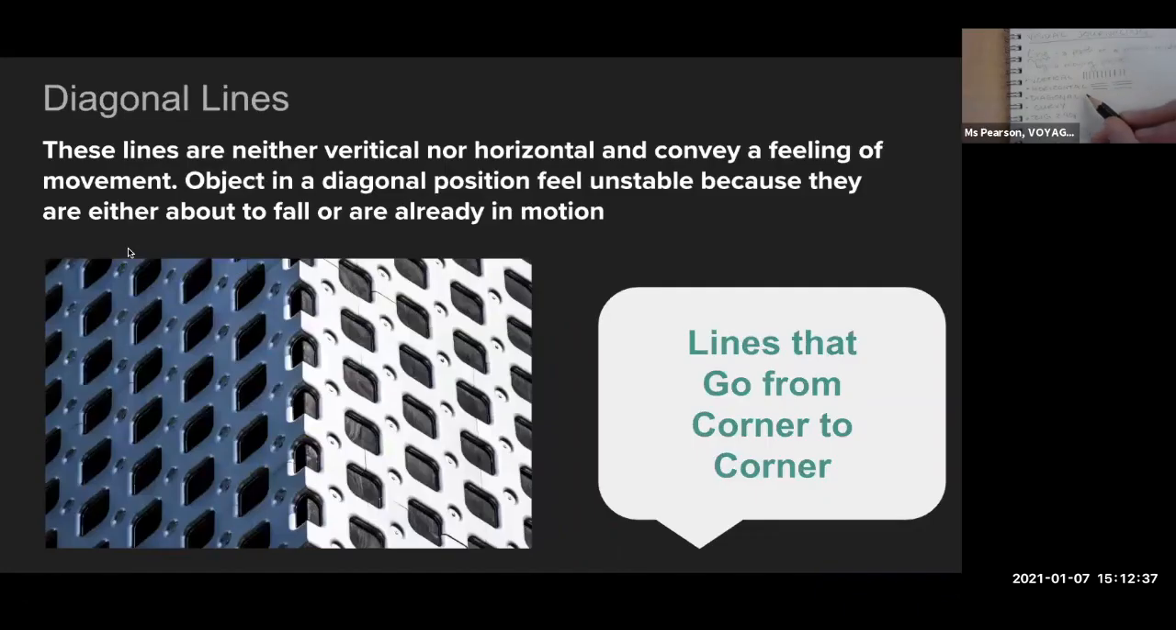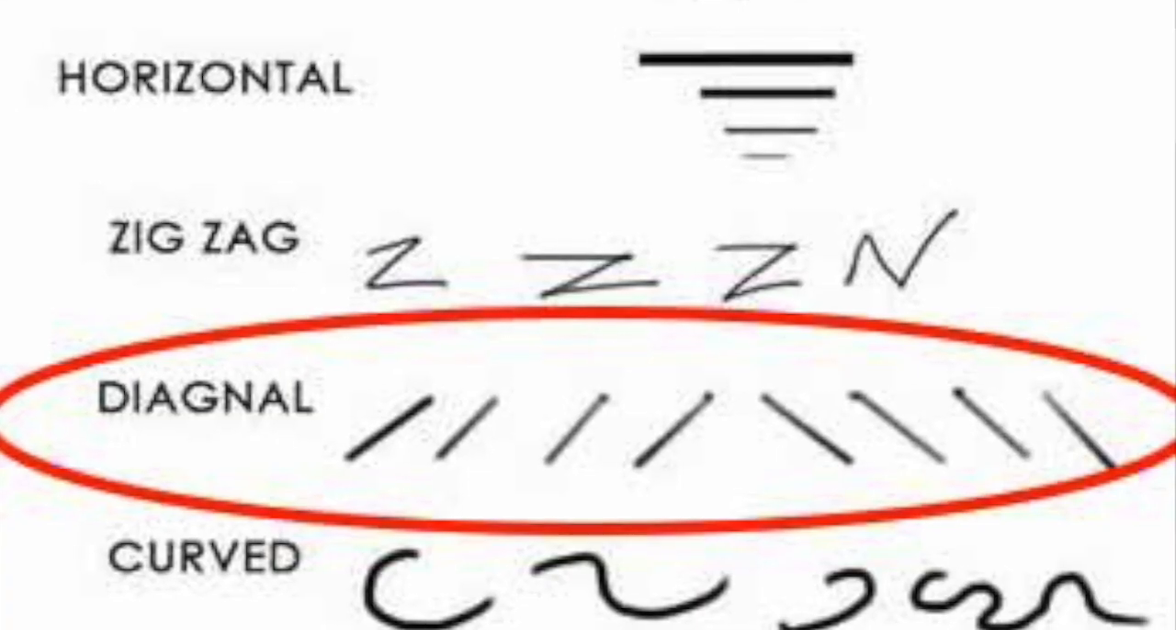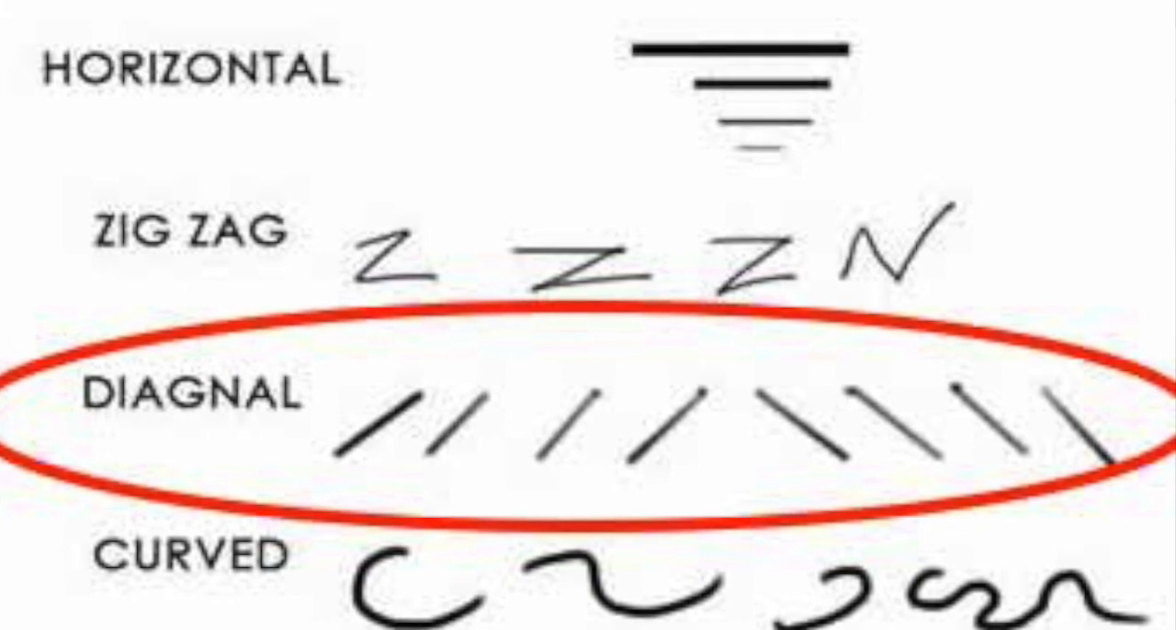Diagonal lines, these lines are neither vertical nor horizontal, but they go from corner to corner. They're slanted, corner to corner. Objects in a diagonal position feel kind of unstable and feel like they're moving because it looks like they're about to fall or they're already in motion.